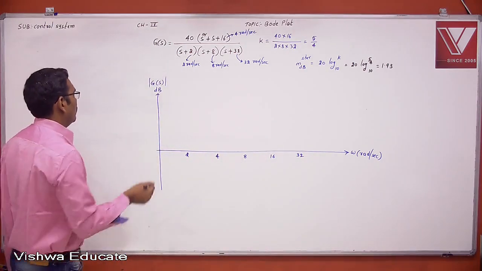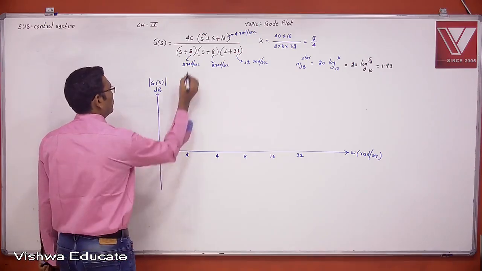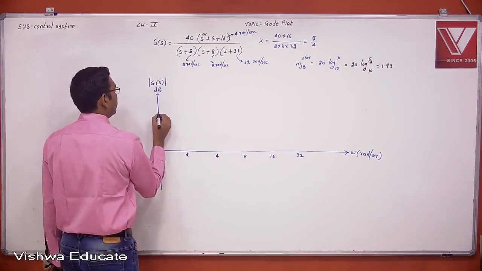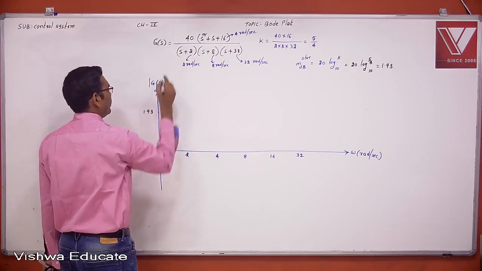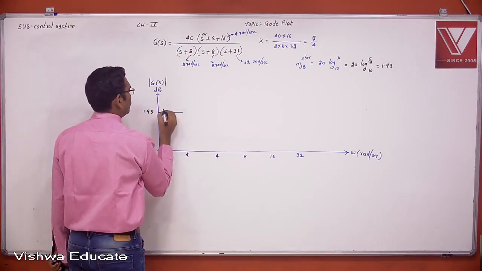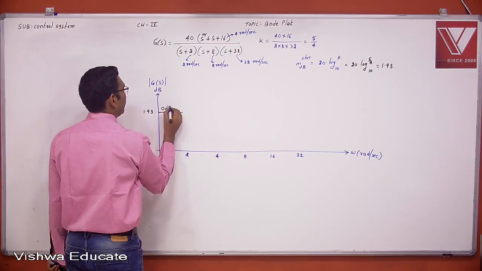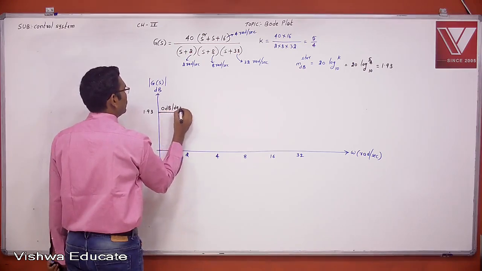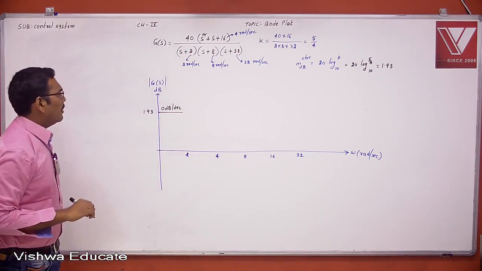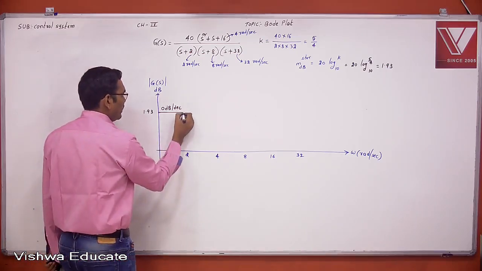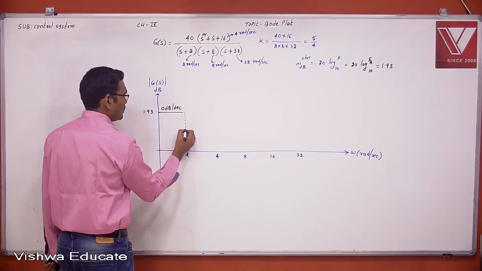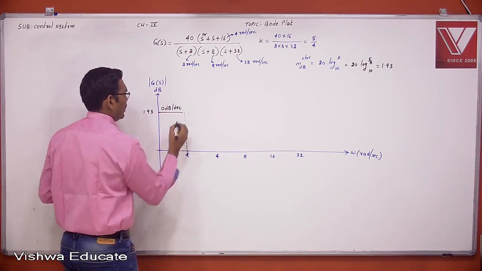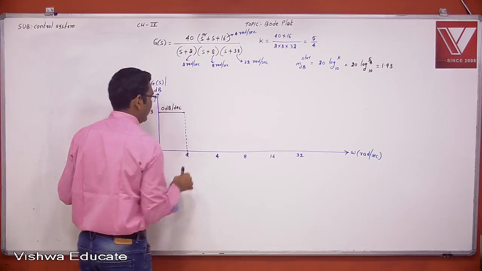Now the starting magnitude is 1.93 dB. No pole at origin, no zero at origin. The starting slope is 0 dB per decade. The Bode plot starts with a slope of 0 dB per decade. This 0 dB per decade holds up to the first corner frequency. The first corner frequency is 2 radians per second.